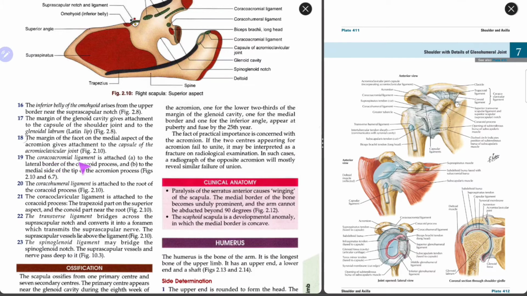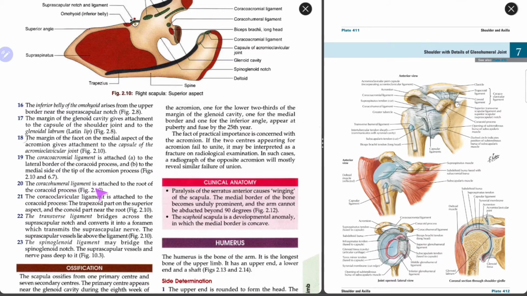The coracoacromial ligament is attached. This is the coracoacromial ligament attached to the lateral border of the coracoid process. This is the lateral border of the coracoid process and to the medial side of the tip of the acromion process. Medial side, and this is the tip of the acromion process and this is the coracoacromial ligament.